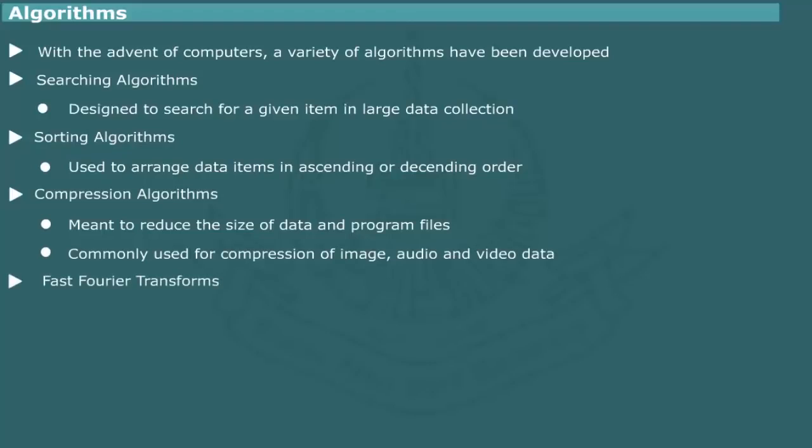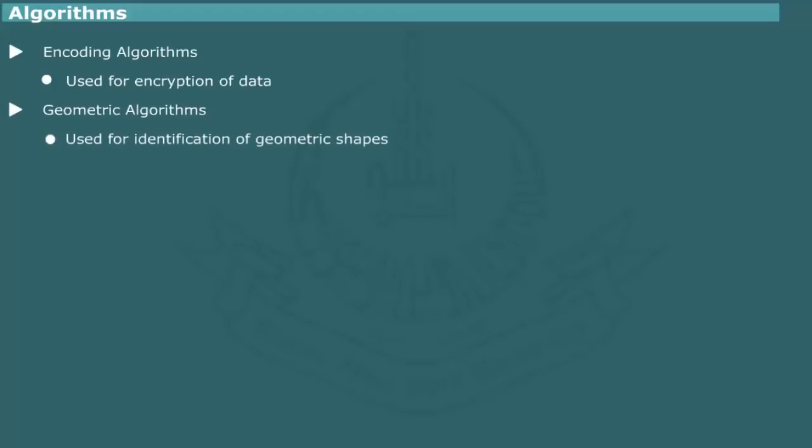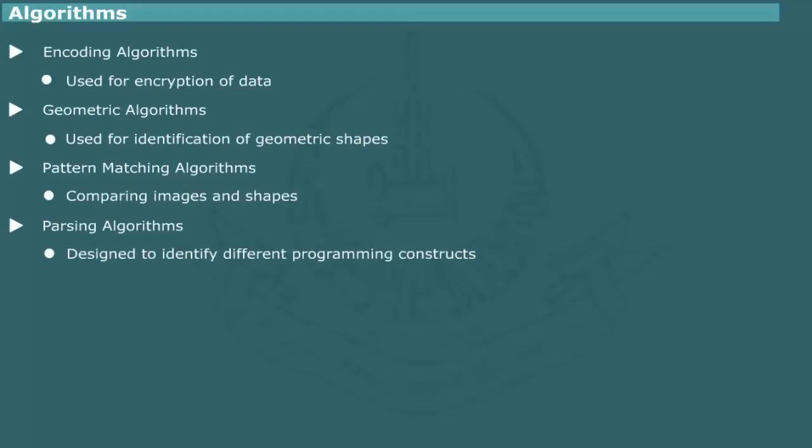Fast Fourier transform is extensively used in digital signal processing. Encoding algorithms are used for encryption of data in secure transmission and exchange of sensitive data. Geometric algorithms are useful for identification of geometric shapes. Pattern matching algorithms are meant for comparing images and shapes. Parsing algorithms are designed to identify different programming constructs by the compilers.